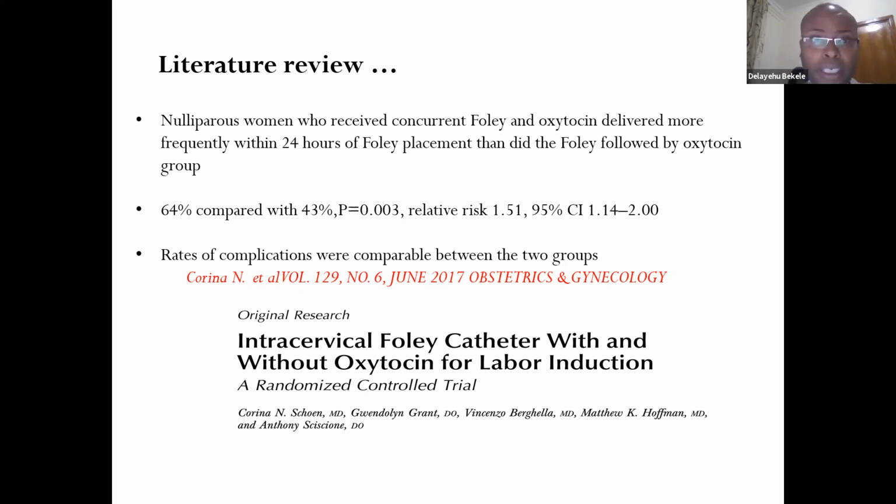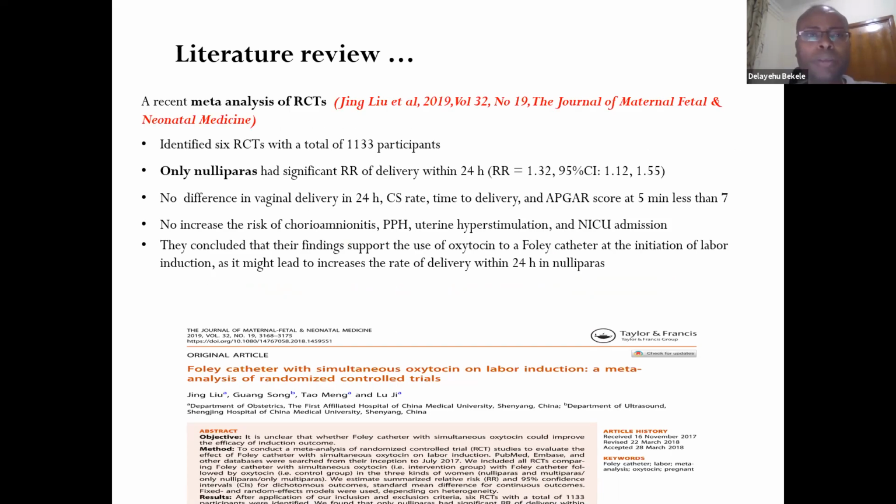A recent meta-analysis of RCTs done to systematically analyze this topic has identified 6 RCTs with a total population of 1,133 participants. And this study has shown that in the nulliparous group, there was a significant relative risk of delivery within 24 hours in the simultaneous group as compared to the sequential one, with no difference in the cesarean section rate or the maternal and perinatal outcomes.